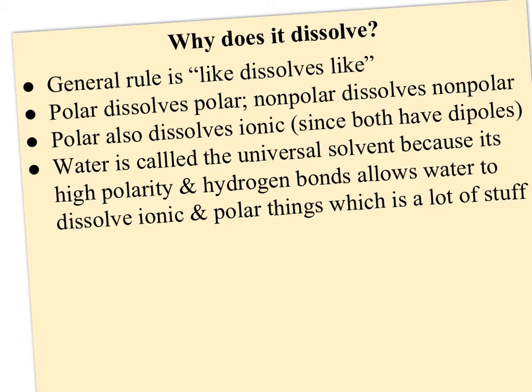Water is often given the name universal solvent because its high polarity and hydrogen bonds allow water to dissolve ionic and polar things, regardless of how strongly polar, or if it's only slightly or very strongly polar. Water is able to dissolve lots and lots of stuff, which gives it the name universal solvent.